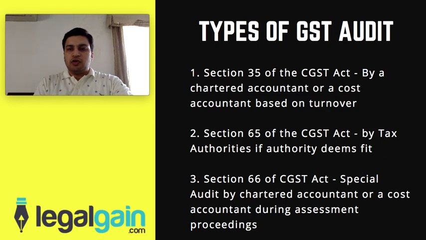There are three types of audit under GST. Section 35 of the CGST Act requires a chartered accountant or cost accountant to do a GST audit based on the turnover of the SSE. Section 65 of the CGST Act requires a tax authority. If the authority feels there's a requirement of an audit, then the department gets the audit done under Section 65. Under Section 66, a special audit is carried out by a professional on the requirement by the department. Now let us see these types of audits in detail.